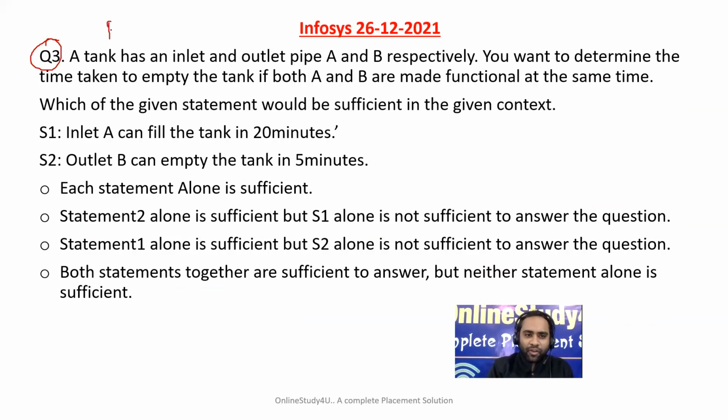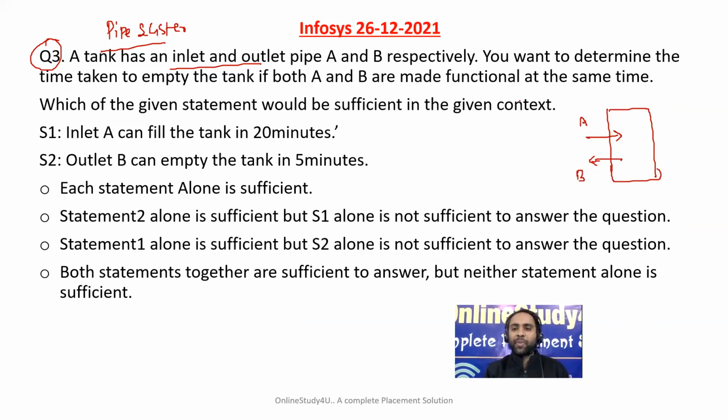Now this is a question from pipes and cisterns. A tank has an inlet and an outlet pipe, A and B. So basically, there is a tank, and it has an inlet pipe which is filling, and an outlet which is removing the water. Two pipes are there, pipe A and pipe B. You want to determine the time taken to empty the tank if both A and B are made functional at the same time. Which of the given statements would be sufficient in the given context?